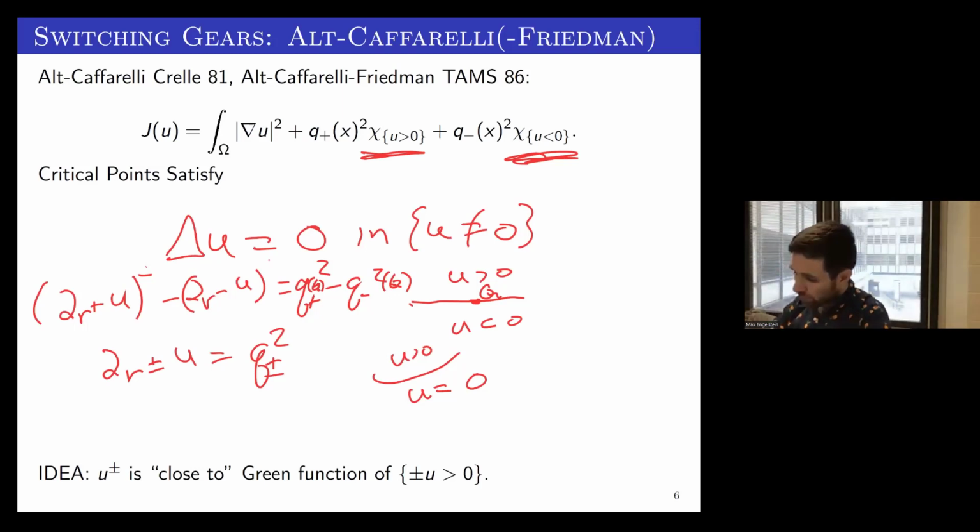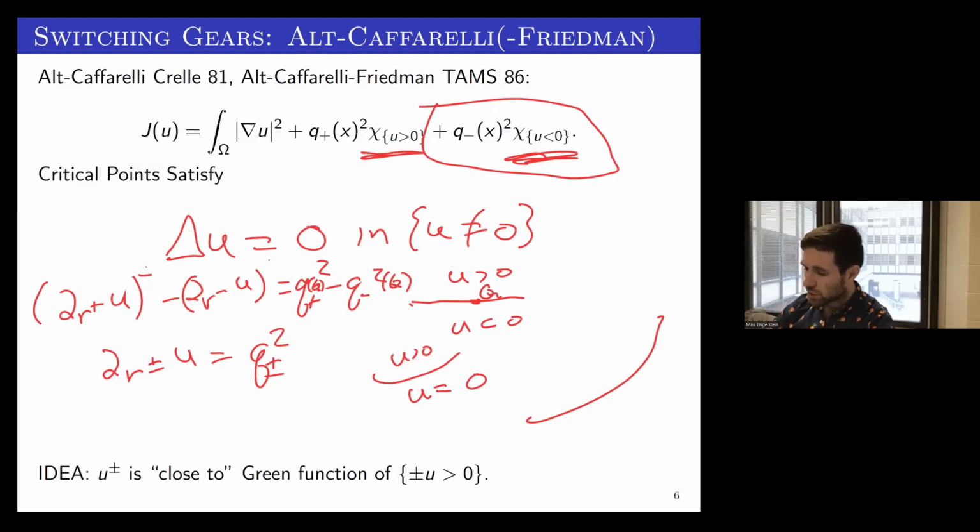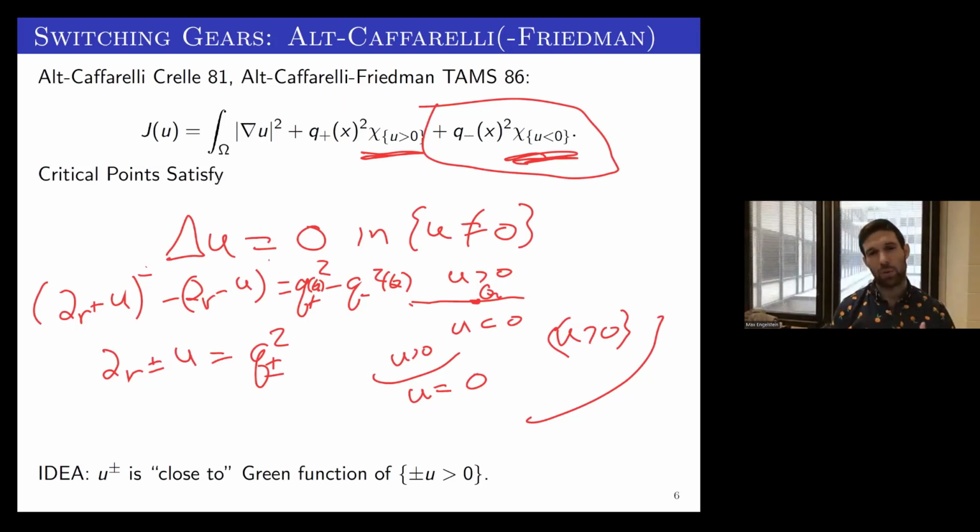So if you'd like, you're taking some domain. Let's ignore Q minus just for a second. You're taking some domain. And if this domain is the positivity set of a critical point to this functional, then you should think that U kind of looks like the Green's function. And thus, the harmonic measure, the Radon-Nikodym derivative of the harmonic measure, should be pretty much equal to Q. So there's a relationship between critical points of this functional and exactly the domains which have prescribed harmonic measure that we care about.